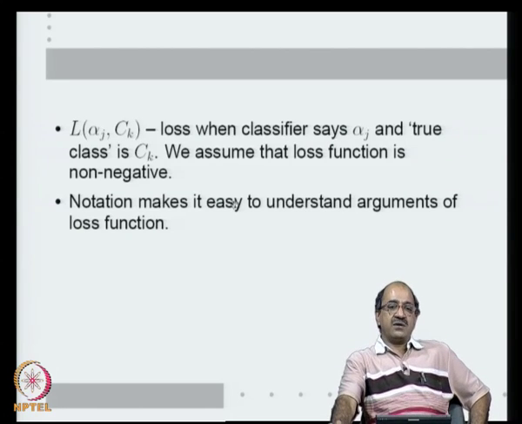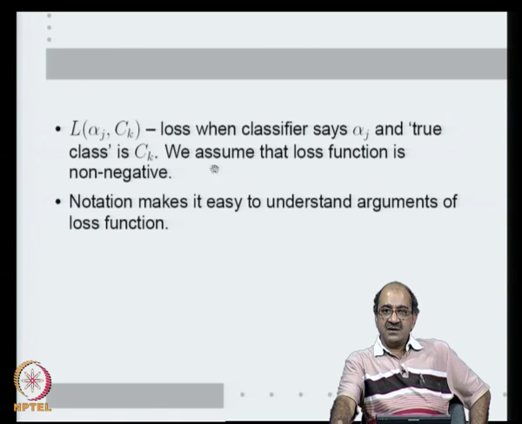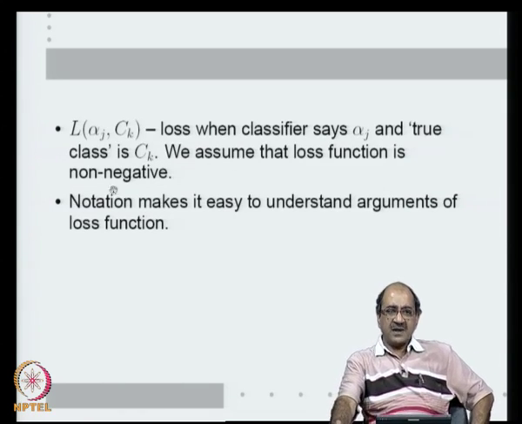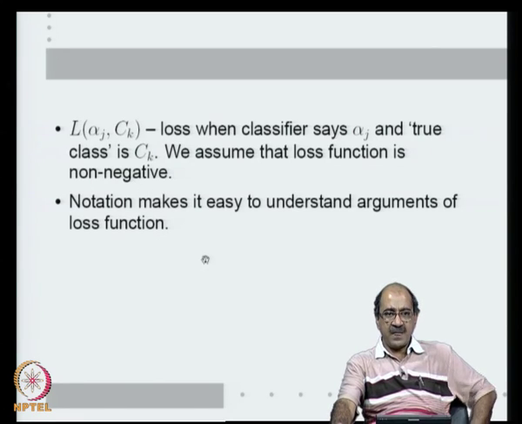So, let the loss function L, as you have already seen, have two arguments, one is what the classifier says and one is the true class. So, L of alpha j, c k is the loss when the classifier says alpha j and the true class is c k. We assume that the loss function is always non-negative. Now, earlier we were saying L j comma k, in this particular derivation we are saying L of alpha j comma c k. So, we know the first argument refers to the output of the classifier and the second argument refers to the true class. This kind of notation makes the arguments a little easier to understand.